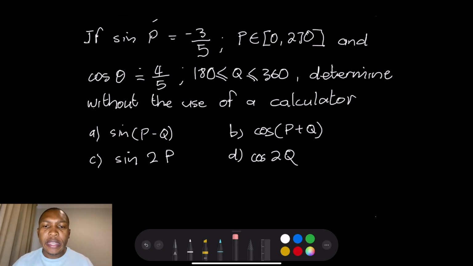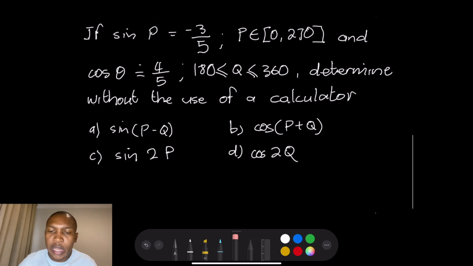They say if sine of P is minus 3 over 5, where P is an element of 0 to 270, and the cos of Q is 4 over 5, where Q is greater than or equal to 180 and less than 360, then determine without the use of a calculator the following expressions. Of course, we've got all of those there. Okay, so the first thing that I want us to do, let's try and work out our triangle. That's what we said. So we first always try to isolate our trig expressions.